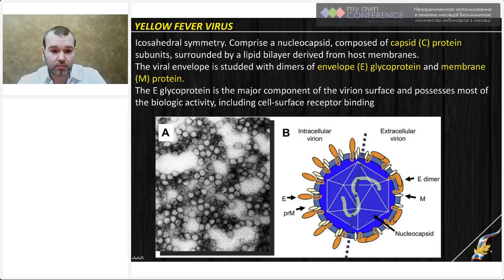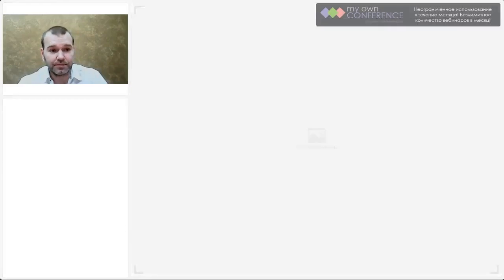The major area of the viral surface is made of E protein or glycoprotein spikes, and actually it is the most active part of the virus. In the left picture of the slide, you can see an electron photo of the virus in low magnification, and the virus itself and its precise structure is shown in the right picture of that slide.